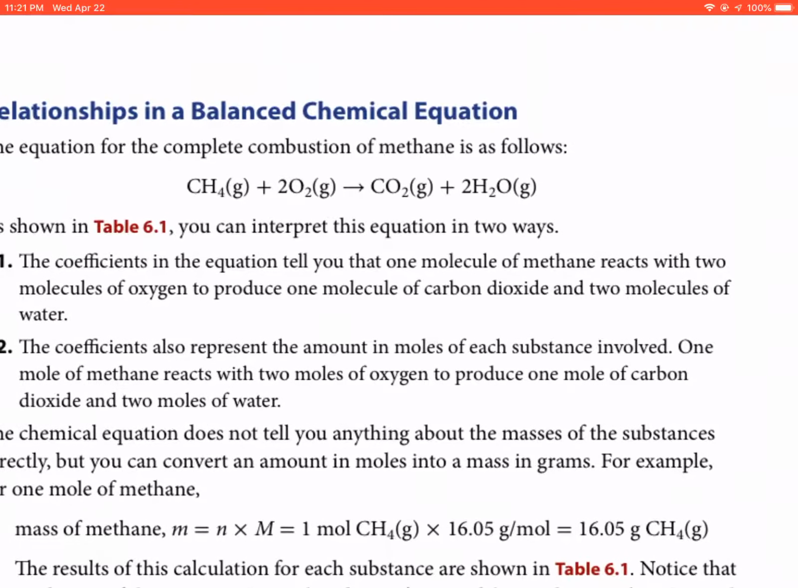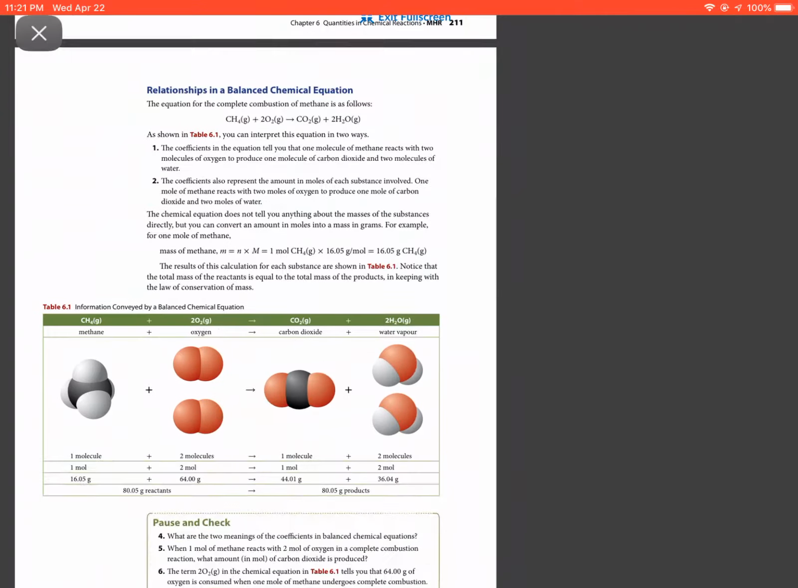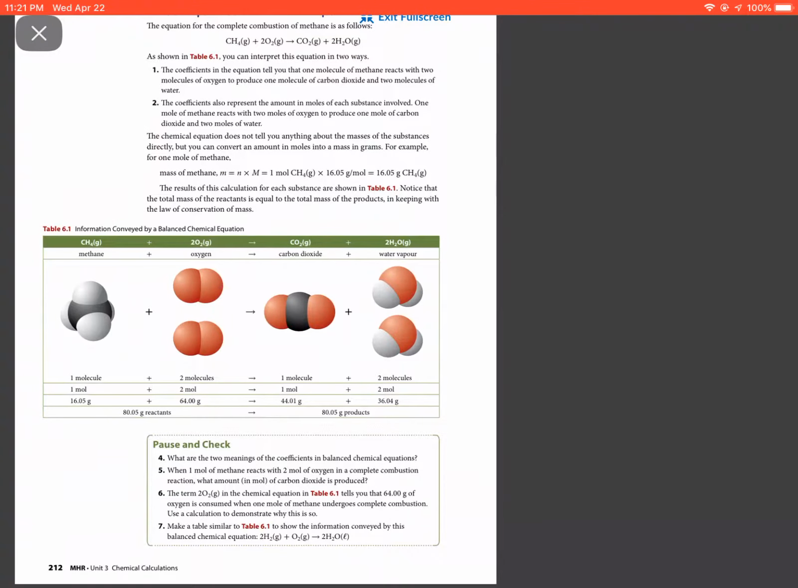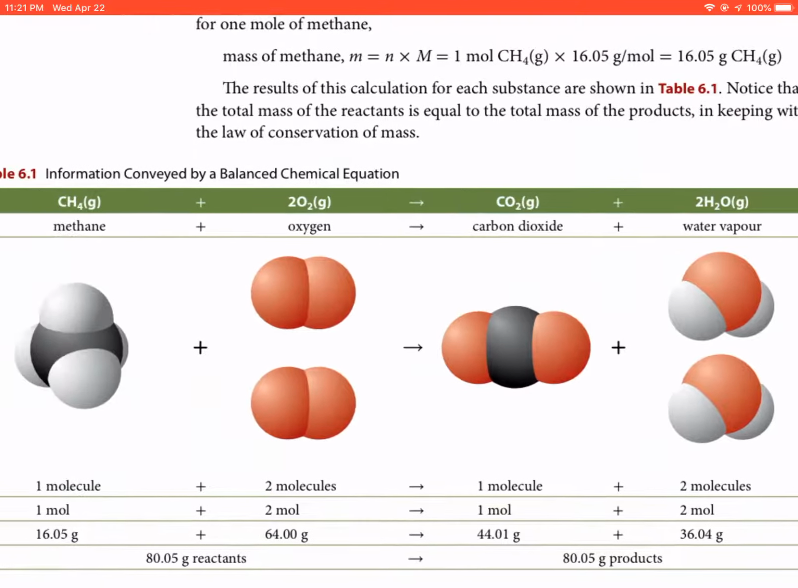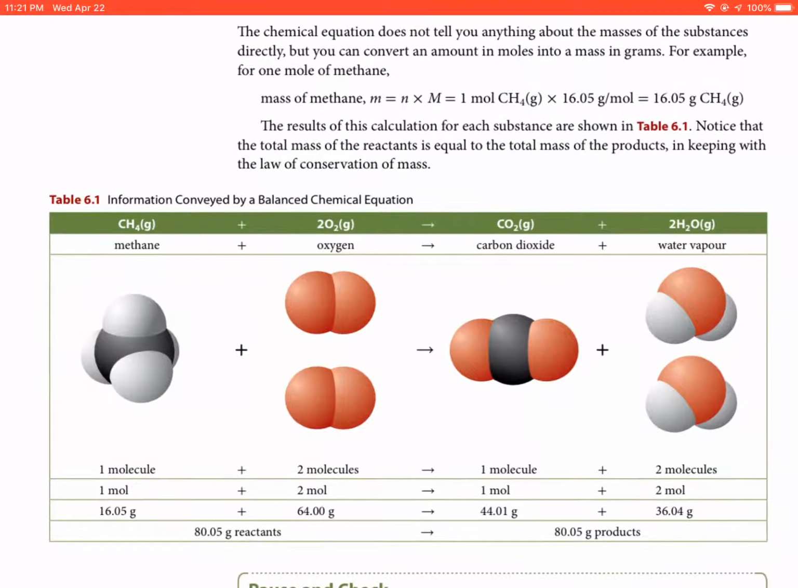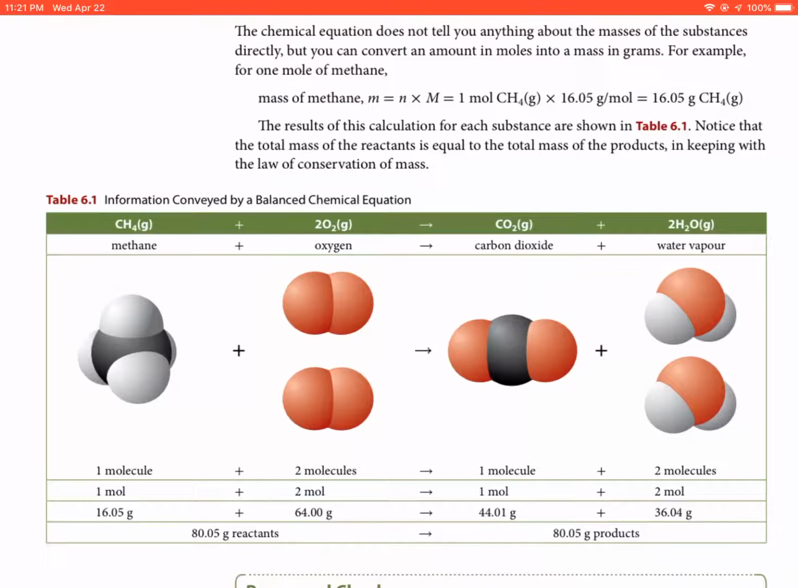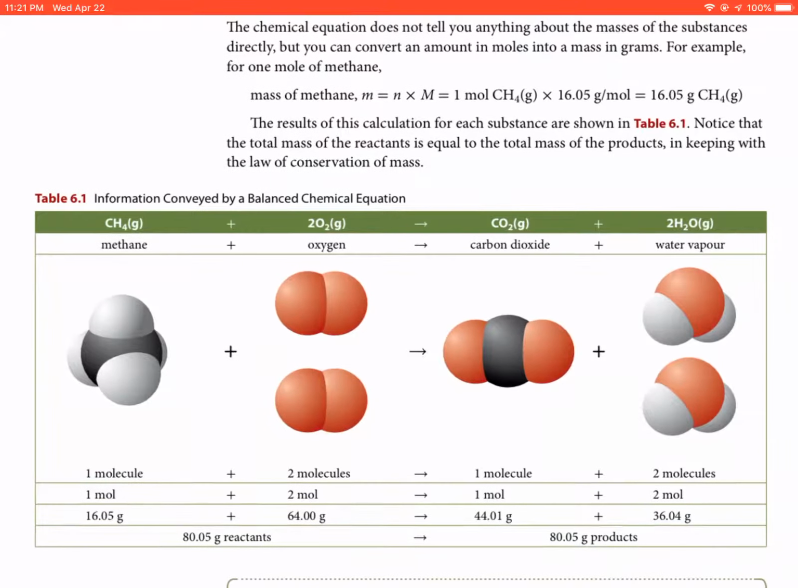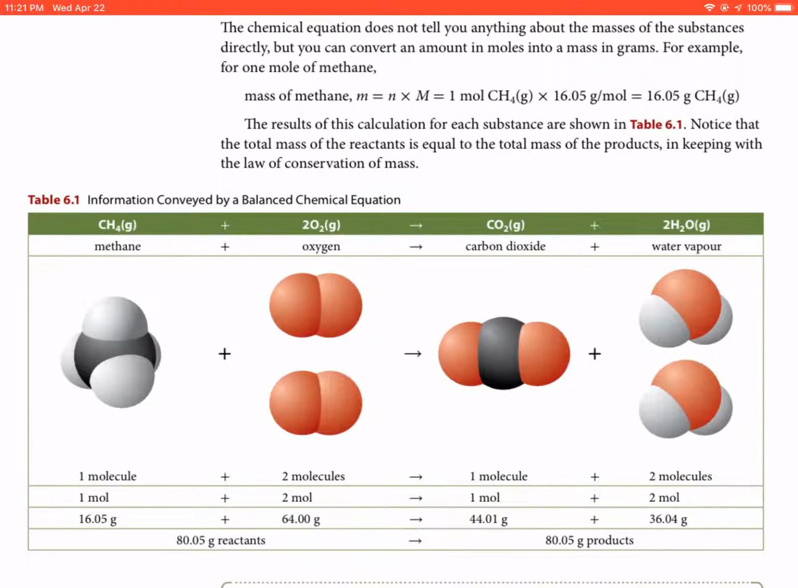Okay, so I'm going to take that reaction and look down here at this chart, table 6.1. And it tells me the same reaction is in the green box at the top there. CH4, which is called methane, reacts with 2 oxygens to make 1 carbon dioxide and 2 water vapors.